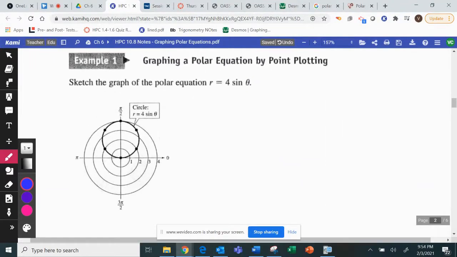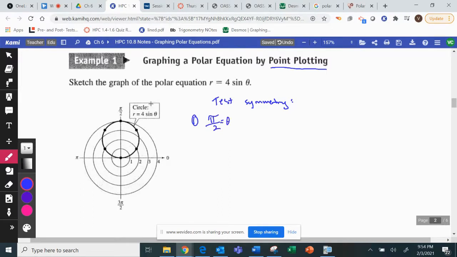So graphing a polar equation by point plotting. I'm not going to actually do the point plotting because you did a lot of that already. So I'm just going to talk about the symmetry. So to test symmetry for this, we'll use those 3 examples. The first one is the line theta equals pi over 2.